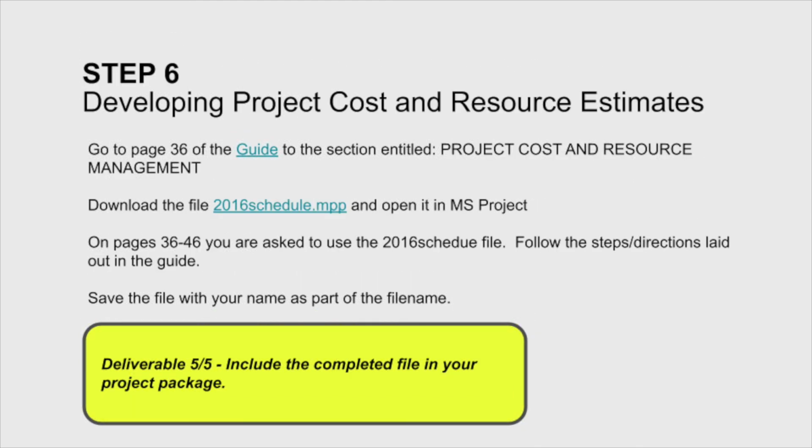Finally, we have step 6. Step 6, again, carries on at page 36, and pages 36 through 46 deal with project cost and resource management. So again, it builds. What you need to do here is open a prescribed template. In this particular case, the file is 2016 scheduled MPP, and that is part of the files that you'll find in the course, and I've referenced it in the slides as well. You've got to download that, and that's what you're going to work on for this particular section.